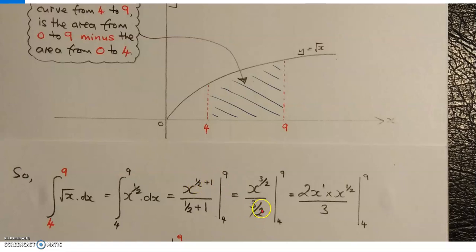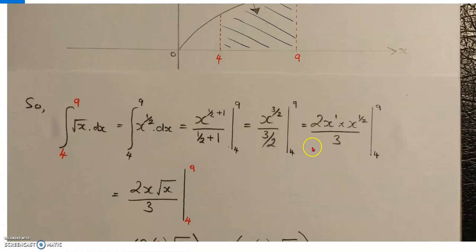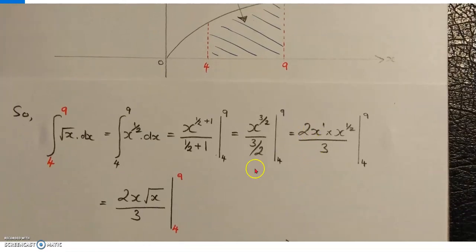But I've done it as a top-heavy fraction there and there, because this 2 on the bottom finds its way onto the top, in the numerator. If you don't understand how that happens, I can easily show you in class when we get back, but it's really a basic division of fractions. So that 2 ends up on the top, and you end up with 2x multiplied by, well, if it's x to the power of a half, then it's the square root of x, all over 3.